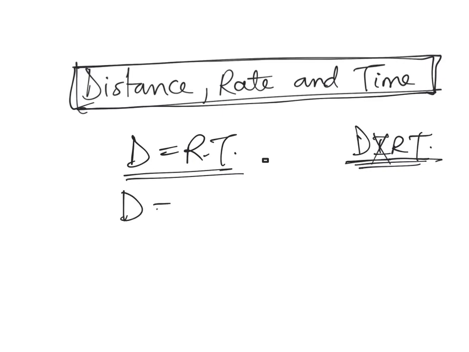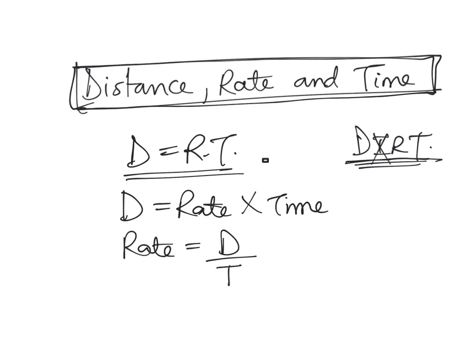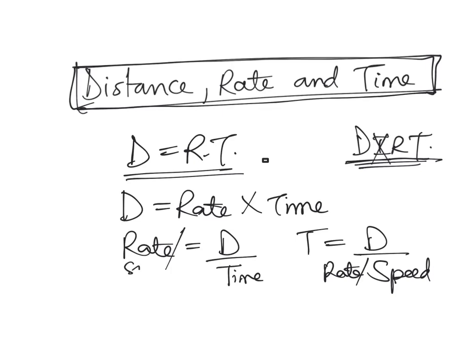So that means if distance is equal to rate times time, then rate will be equal to distance over time, and time would be equal to distance over the speed or the rate, right? This is the same thing as rate or speed. And that's the same thing here. This one is time, so this is rate or speed. And the same thing will go here. So distance is equal to rate times time.